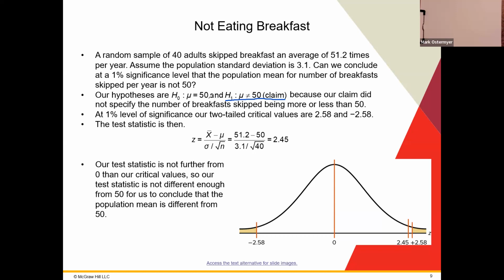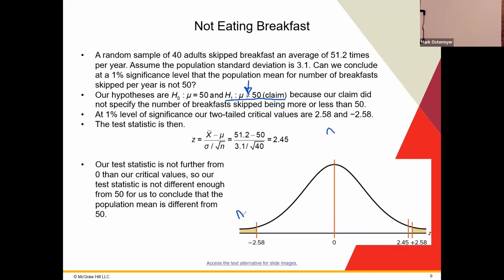Okay. So, ladies and gentlemen, what kind of a test is this going to be? One tail or two tail? Two tail, because we got the not equal to symbol in our alternative statement. That means we're going to have two rejection regions, one in the lower tail and one in the upper tail of the standard normal probability distribution, the size of which is going to be our level of significance, which is 1% divided by what? 2.